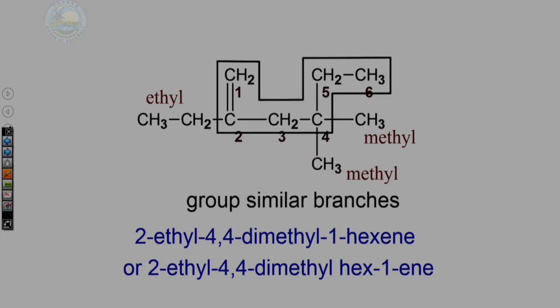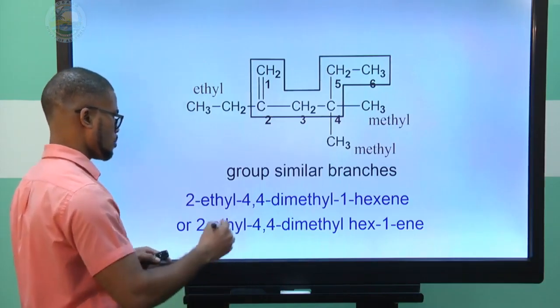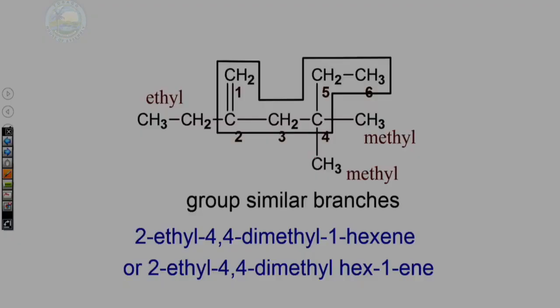So our compound's name is 2-ethyl dash. Always remember that you separate your numbers from your letters by hyphens, and your numbers from each other by commas. Okay? So we have 2-ethyl-4,4-dimethyl-1-hexene. So that is the name of the compound. Or we can call it 2-ethyl-4,4-dimethylhex-1-ene. Whichever one you choose is going to be correct.